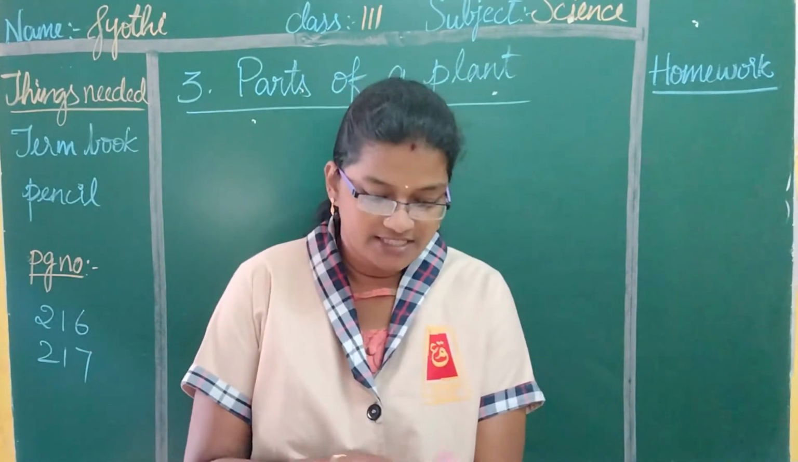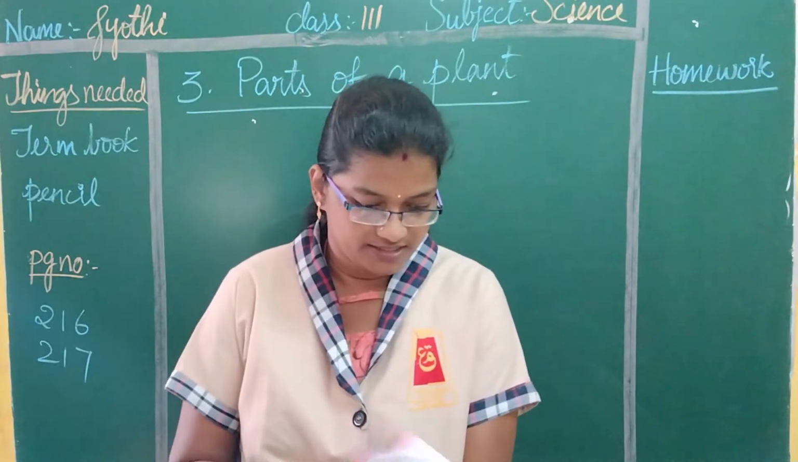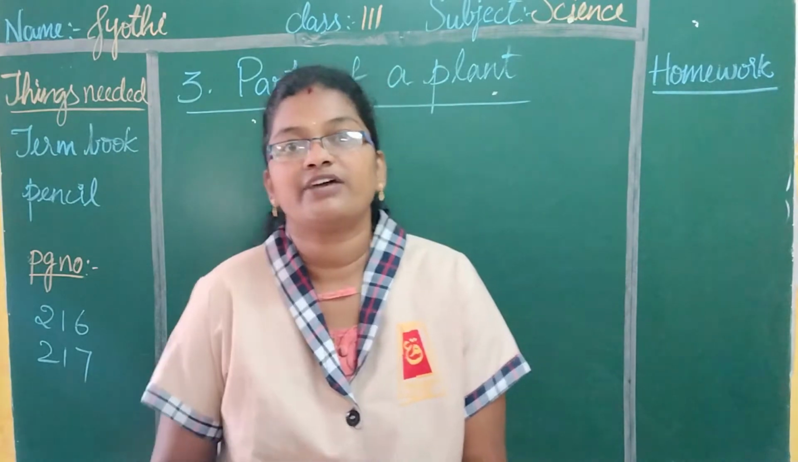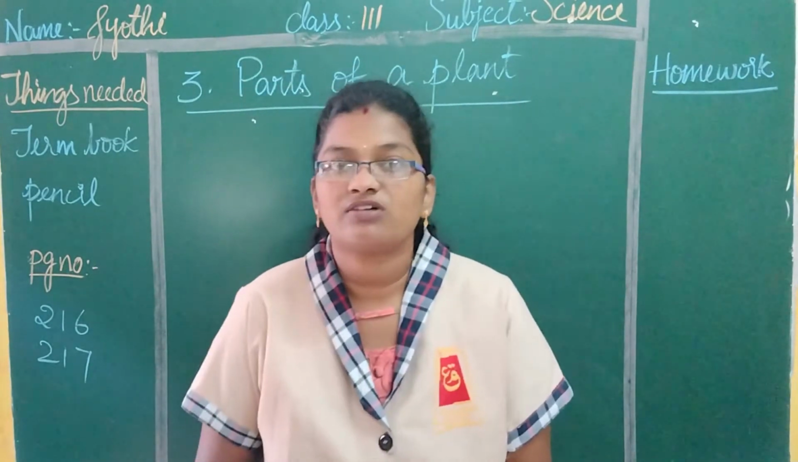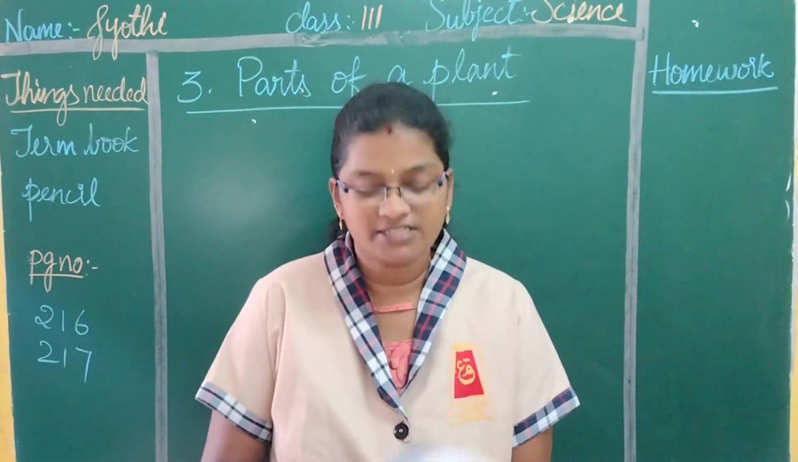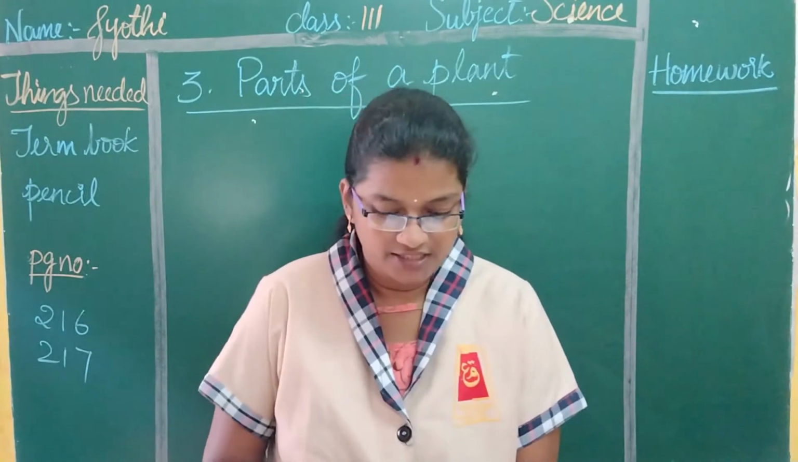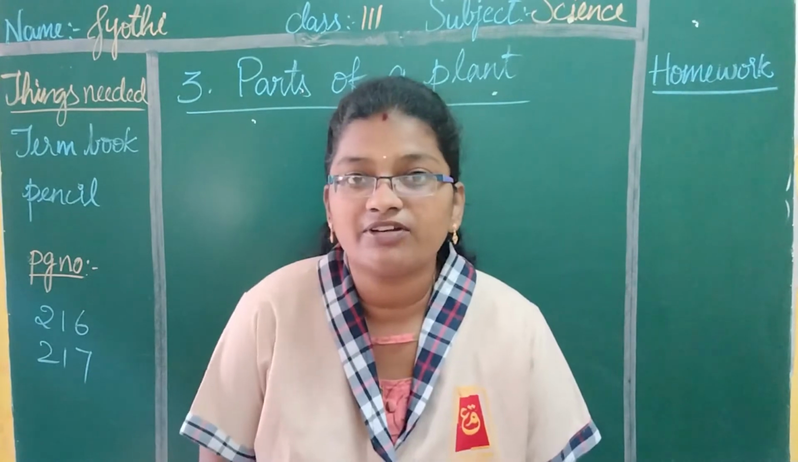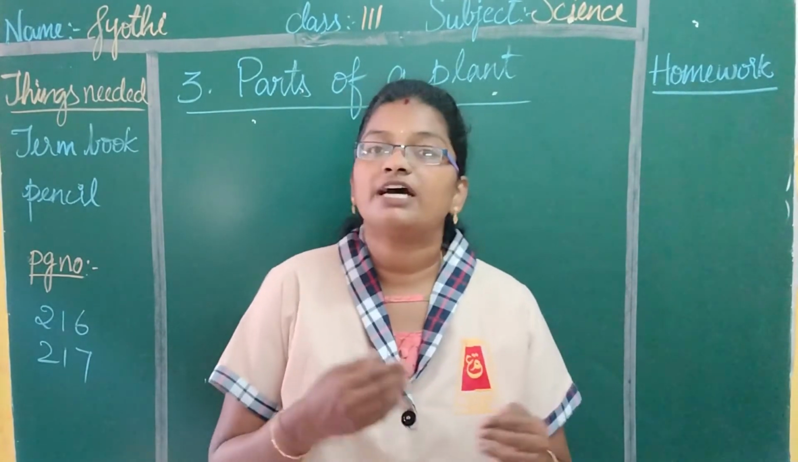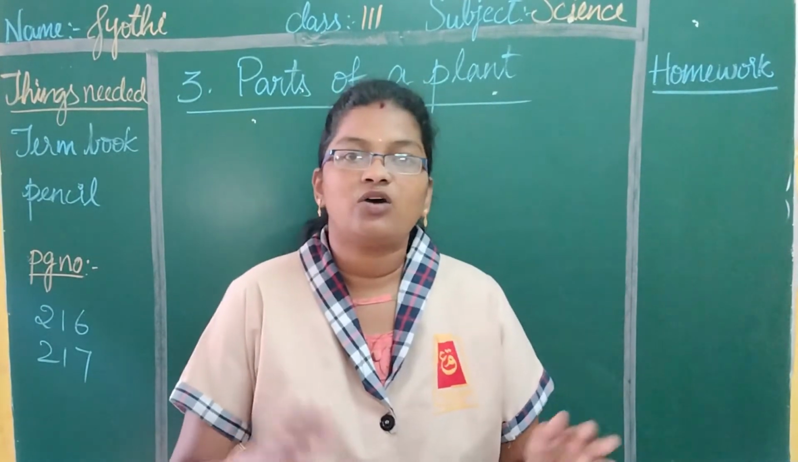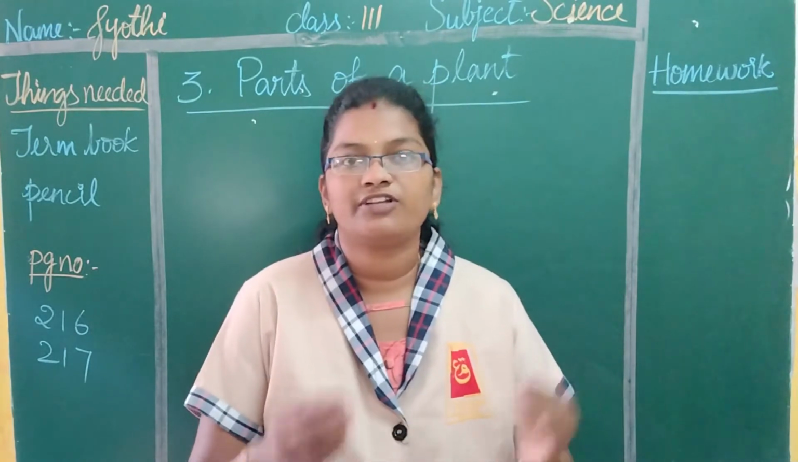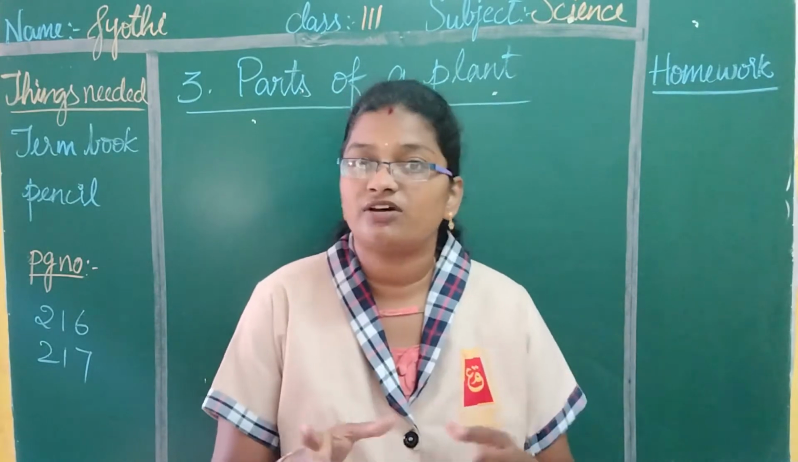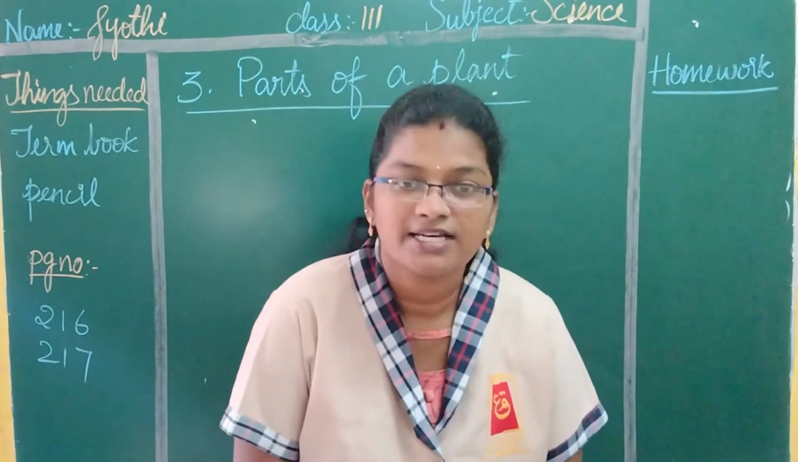So in the previous lesson we have learnt about many things, like about living things. What are the characteristics of living things we have learnt? Yes, about animals we have learnt. Now in this lesson we are going to learn about plants. What are the different parts of a plant, how they are useful, and how do they reproduce, what are the different functions of each part, we are going to learn in this lesson.